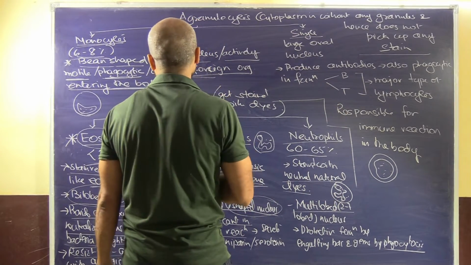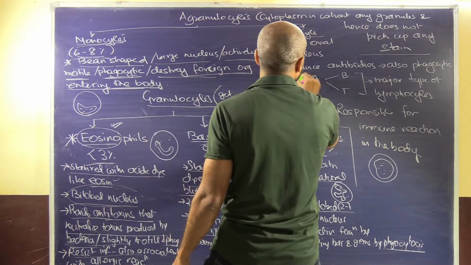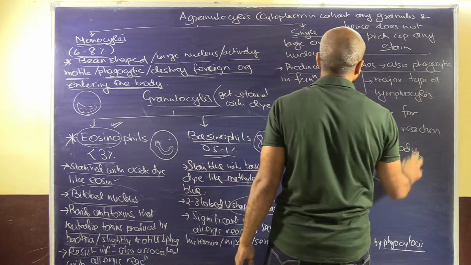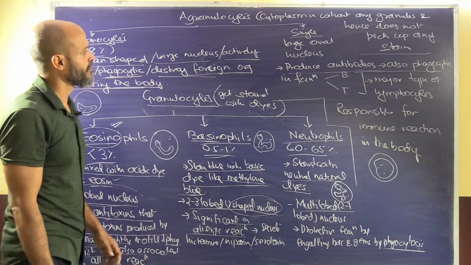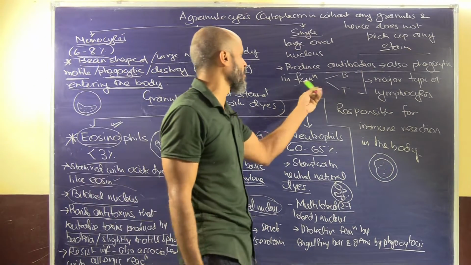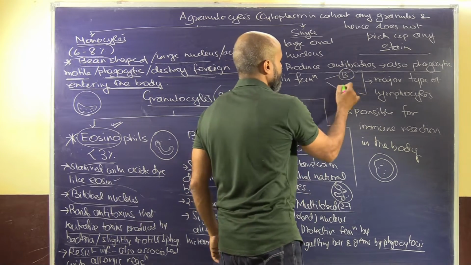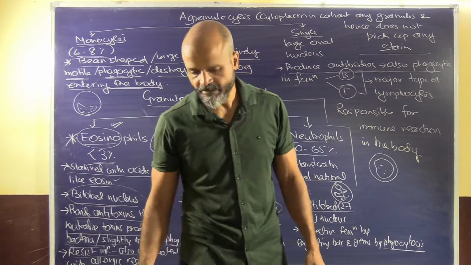Here we have just discussed the monocytes. Lymphocytes have a large oval nucleus, produce antibodies, and are also phagocytic.